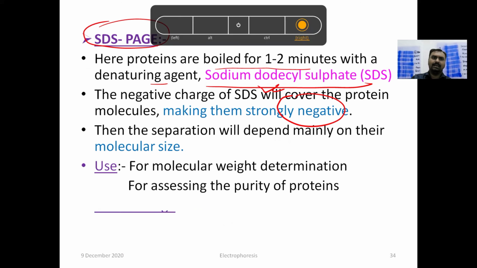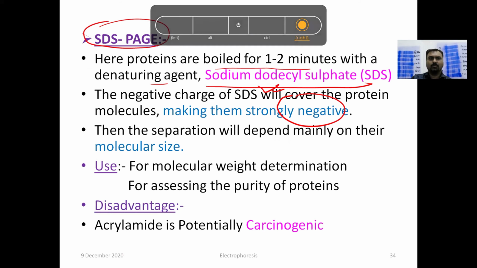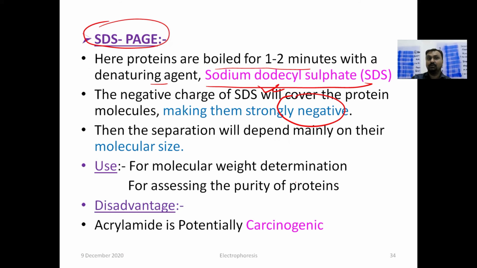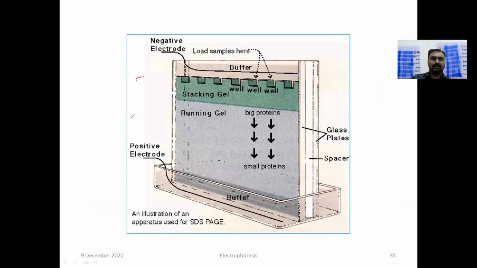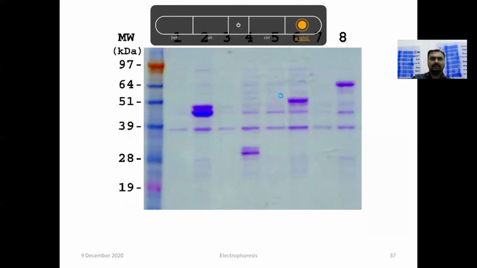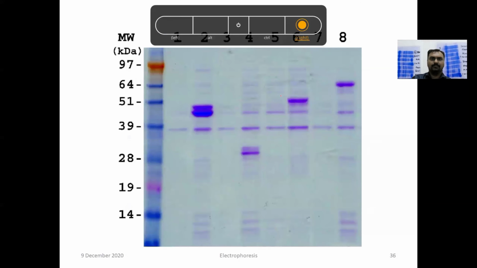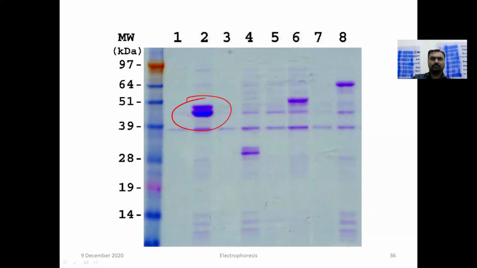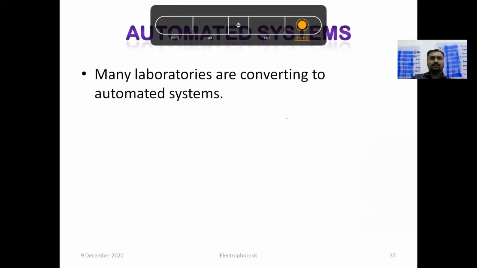It is mainly a type of vertical electrophoresis, and it is mainly used for molecular weight determination and assessment of purity of the protein. The only disadvantage is that acrylamide can be carcinogenic. So here there will be a stacking gel and a resolving gel, and these are the wells in which samples are poured, and then the molecules will run. Okay, small proteins will run faster than big proteins. Right. So this is also a diagram of this. So purity of the protein can be assessed and different molecular fractions can be obtained.